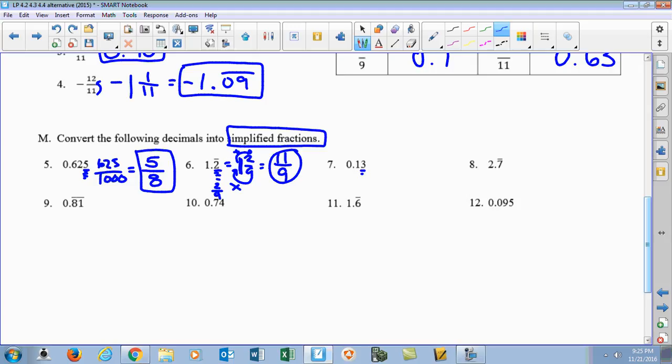The 13 is in the hundredth spot, so that's the hundredths. And that means that it's 13 hundredths. And 13 can't go into 100 because 13 is prime. So there is my answer.